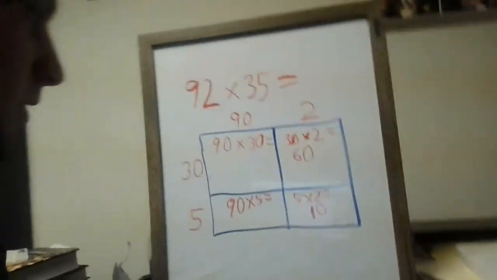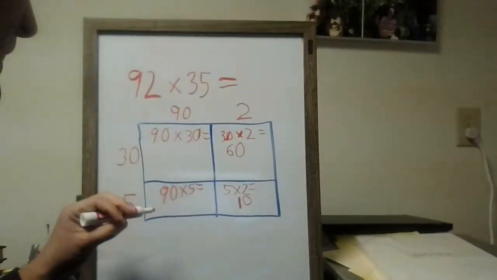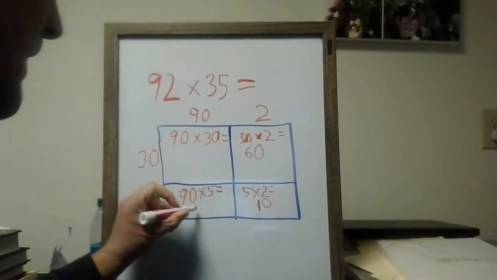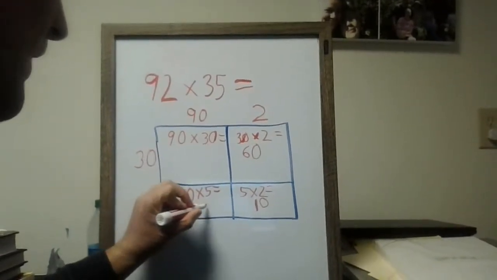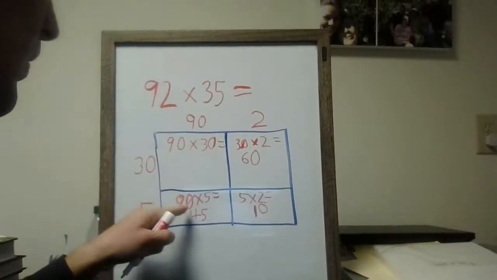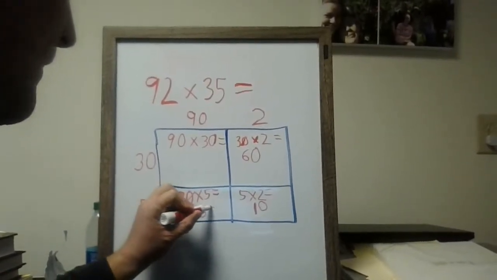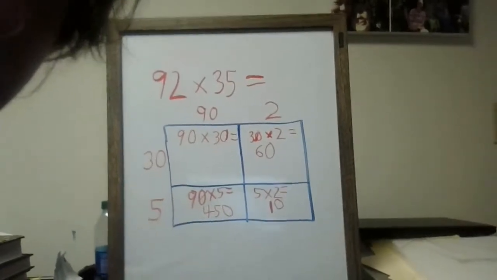Here we go. 90 times 5. So 9 times 5 is 45. So we multiply the single digit number. We're going to pretend the 0 is not there to start out with. Just multiply 9 times 5. Now we're going to add that 0 to our answer. If I add a 0 to the number 45, it becomes 450.